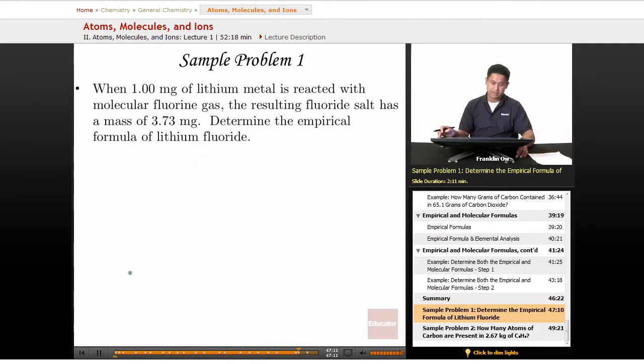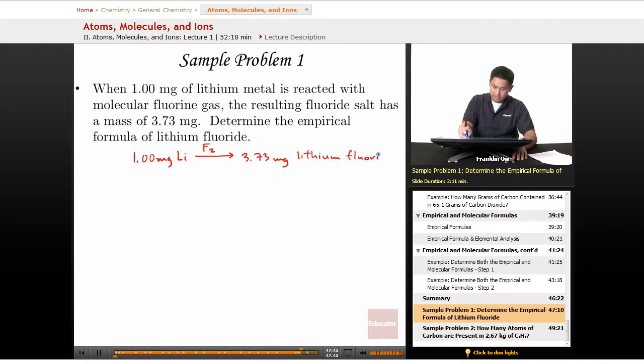All right, let's go ahead and look at some sample problems. You have 1 milligram of lithium metal reacting with molecular fluorine gas, and the resulting fluoride salt has a mass of 3.73 milligrams. Determine the empirical formula of lithium fluoride. Well, you have 1.00 milligrams of lithium, and after it reacts with the molecular fluorine gas, which is F2, you get 3.73 milligrams of your lithium fluoride.